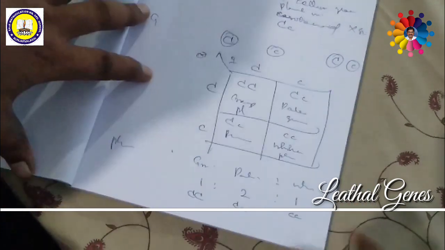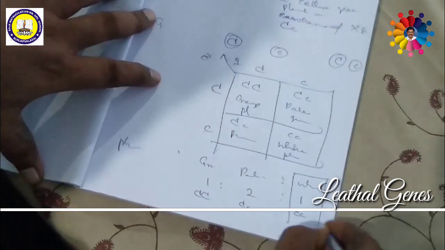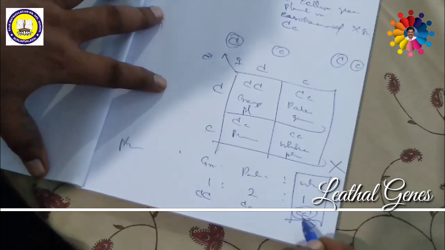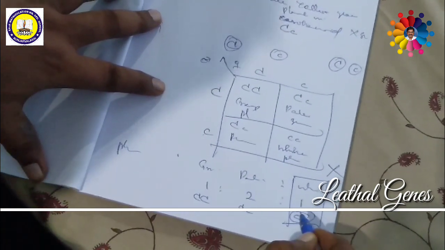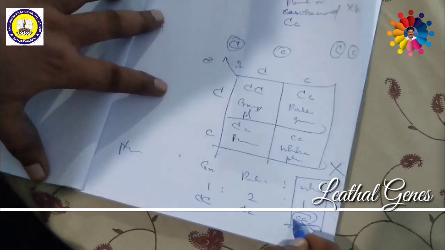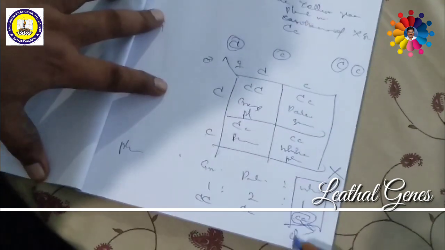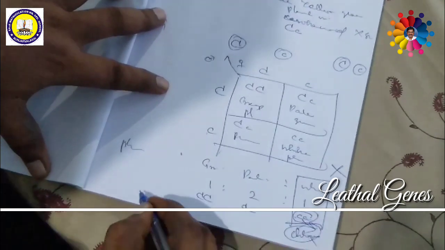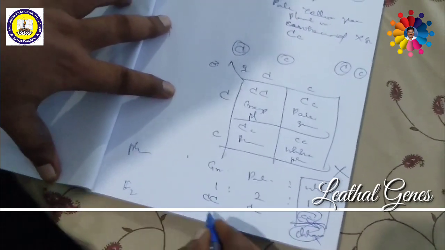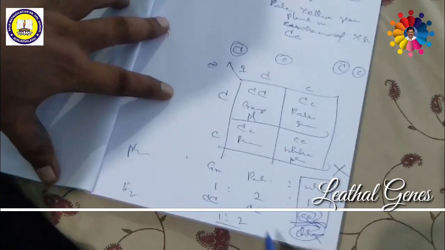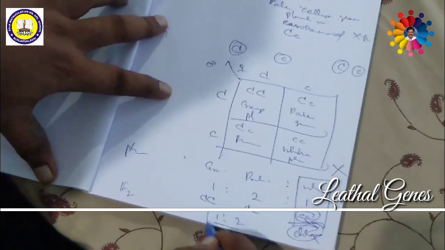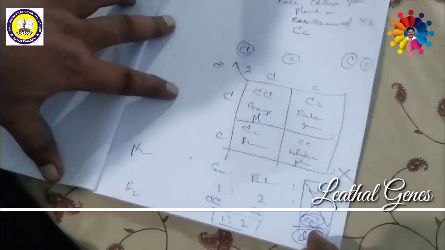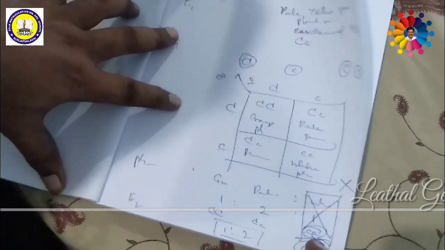1:2:1. But this white plant will die because it has the lethal gene. Why is it a lethal gene? The gene with this allele will not produce any chlorophyll. Without chlorophyll, the plant will die. So therefore, the final F2 ratio will be 1:2, that is green to pale color, 1:2 or 2:1. No white color plant will appear. So this is called lethal genes. Are you clear?